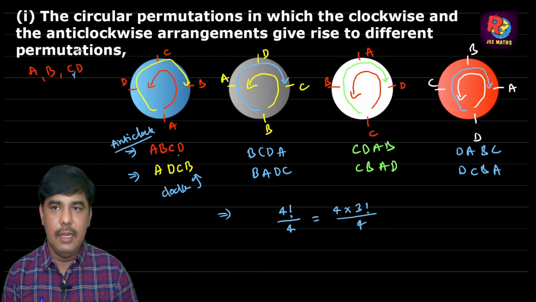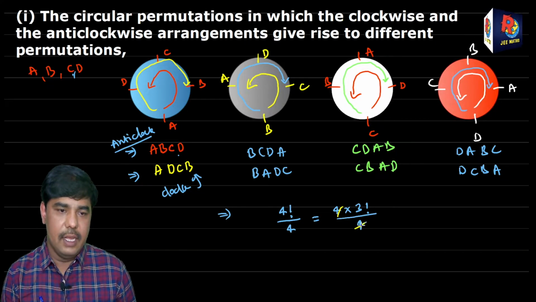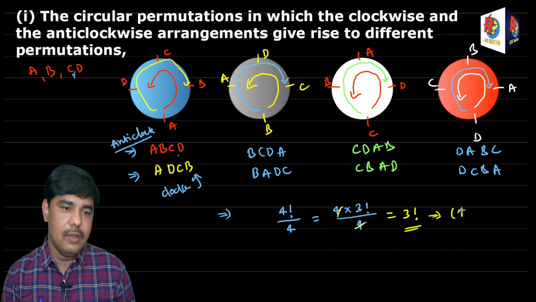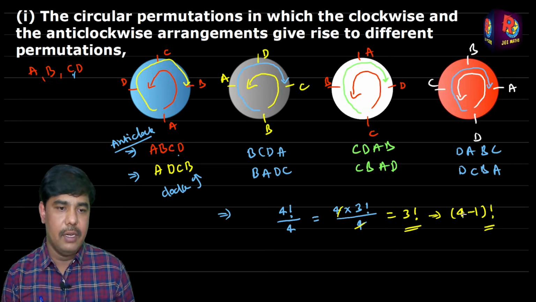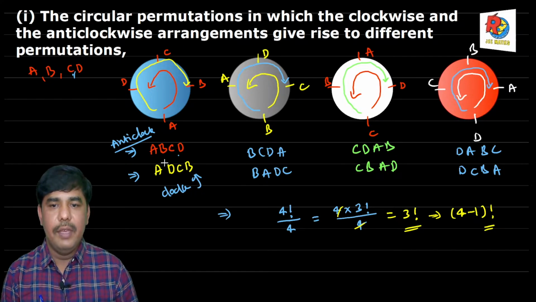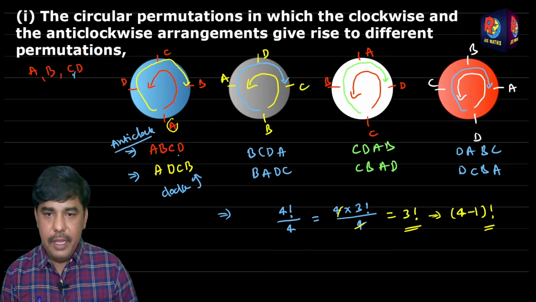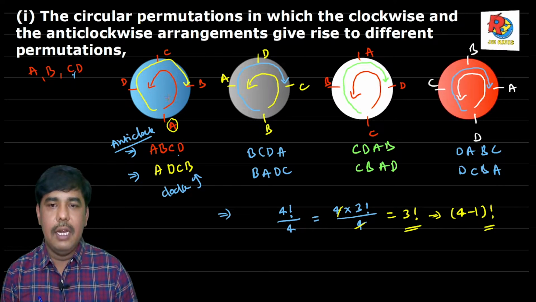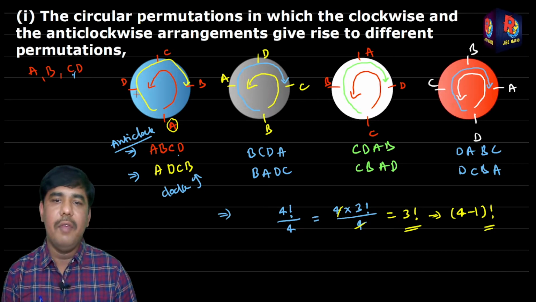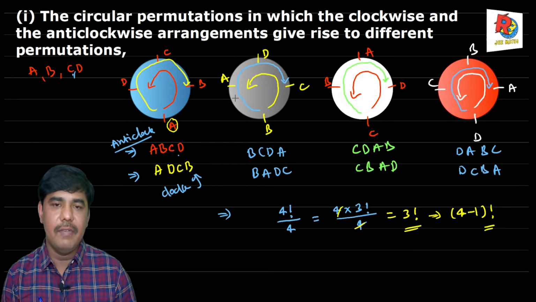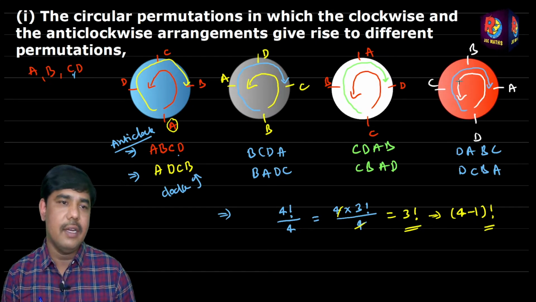I can cancel the 4 and write 3 factorial. This 3 factorial can also be written as 4 minus 1 factorial. This will be useful for the formula, which I will explain. In every case, I kept A first, then the remaining 3 are arranged in 3 factorial ways. Similarly, B is kept as it is, then the remaining 3 are arranged in 3 factorial ways. Like that we can arrange.